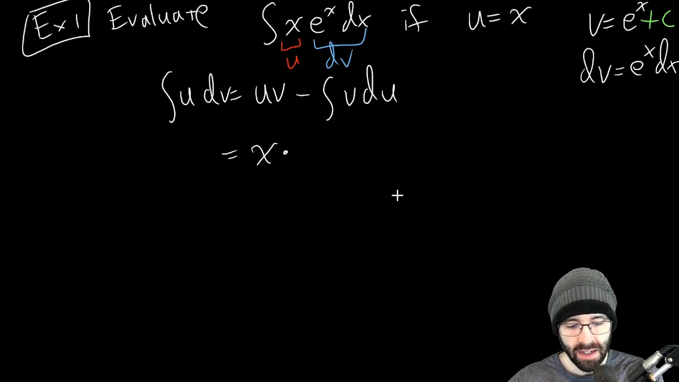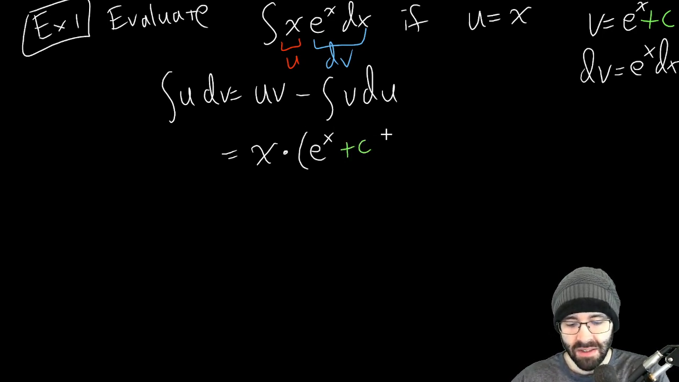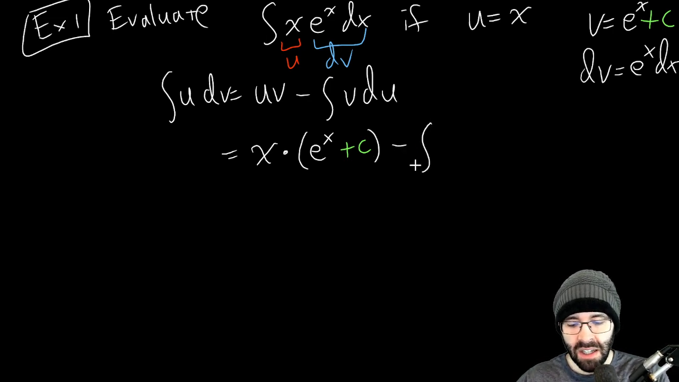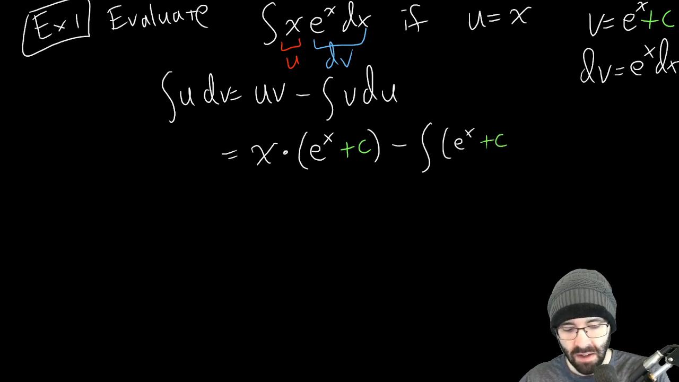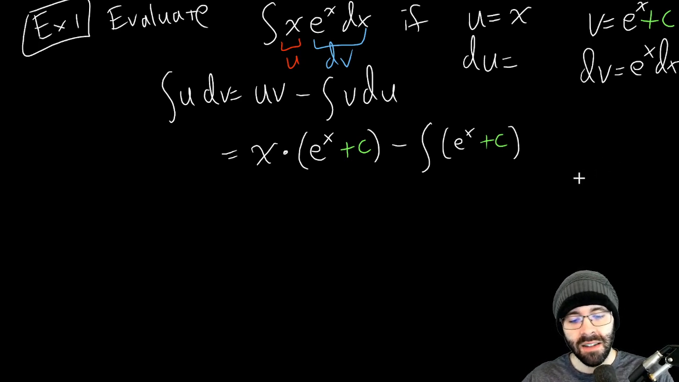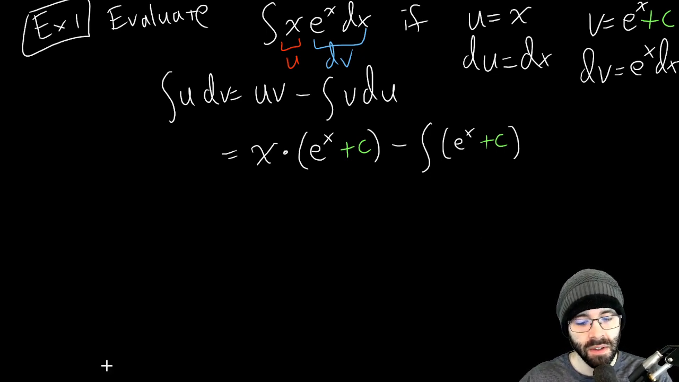So v, right, we said that's e to the x plus c. I'm going to write all the plus c's in green. You don't have to change colors. Minus the integral of v, which is, again, e to the x plus c, du. Oh, we don't have a du. Okay. We need to find du. So du dx is just 1. So du is just 1 dx. It's always just going to be the derivative times dx here. That's how you get to du.